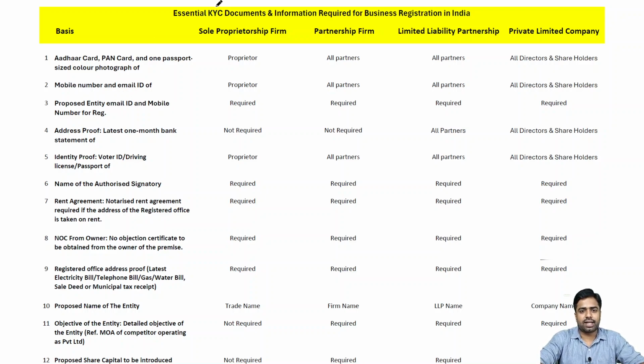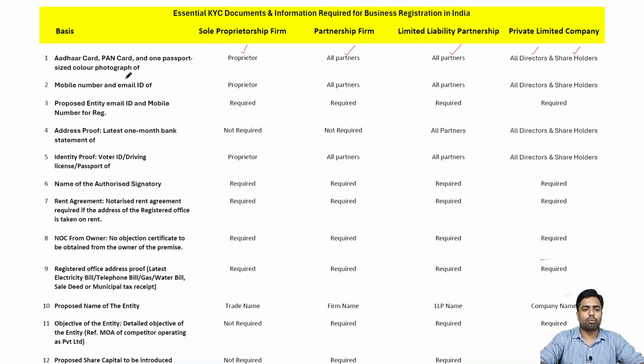The topic is essential KYC and information required for business registrations in India. Here we have columns for sole proprietorship, partnership firm, limited liability partnership and private limited. Let's start with the first one. We will require Aadhaar card, PAN card, and one passport size color photograph for the sole proprietor. In a partnership, for all partners we will require Aadhaar card, PAN card and one color photograph. For LLP also, for all partners. In private limited, we will require it for all directors and all shareholders.